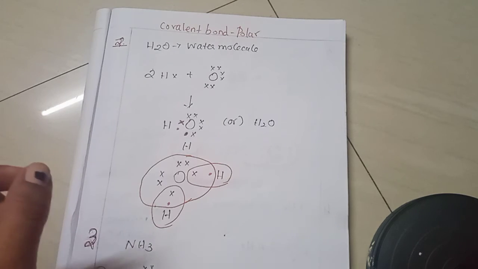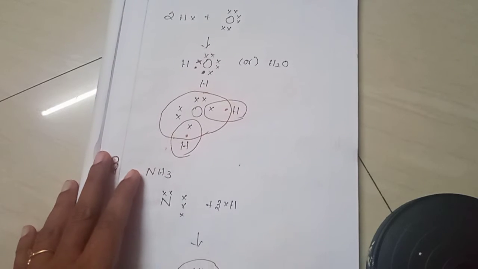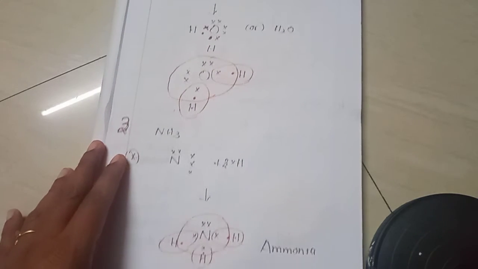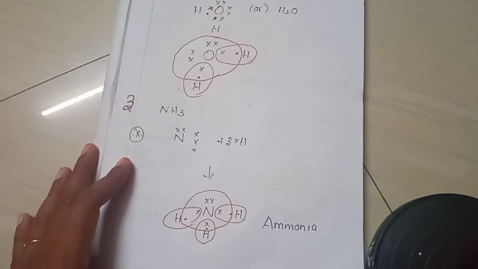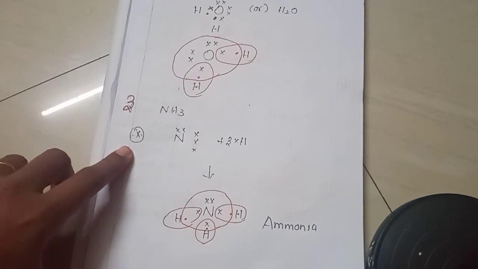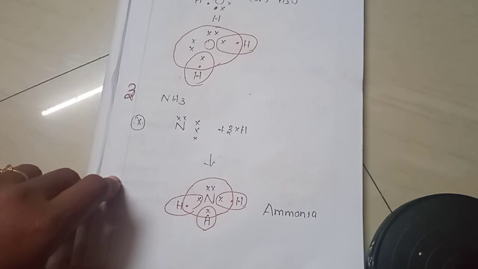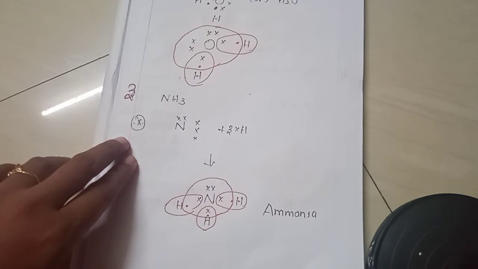See children, you have to practice this. Unless and until you practice, you will not get it. It will be asked for a 3-mark question: draw the electron dot structure of ammonia. How the covalent bond is formed in ammonia, everything in this lesson, the diagrams are very important. You have to go through it carefully.